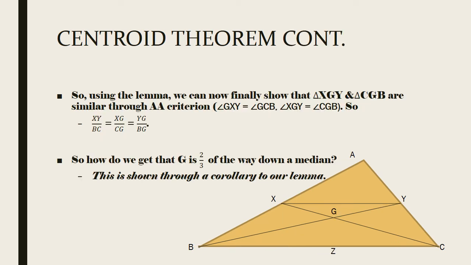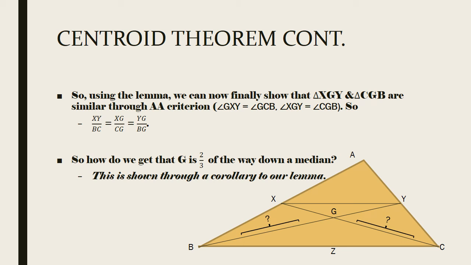Finally, coming back to our original theorem about the centroid, using the lemma that we just proved, we can say that the two triangles are similar since XY is parallel to BC, so you get that the two angles GXY and GCB are equal, and the angles XGY and CGB are equal. So through angle-angle criteria, we get two similar triangles, and so we get that algebraic definition of similarity that we introduced previously. But it's not enough to say that the two triangles are similar.